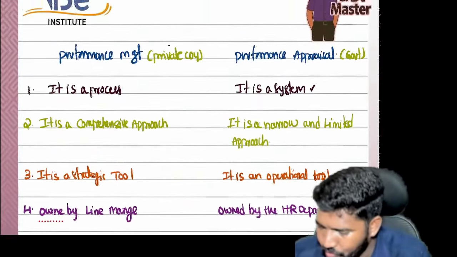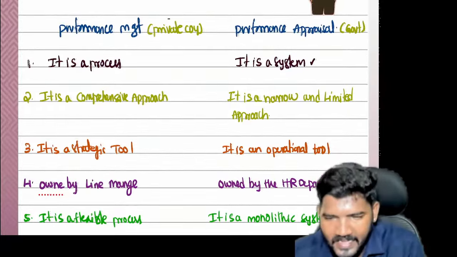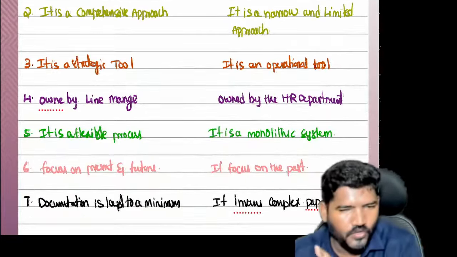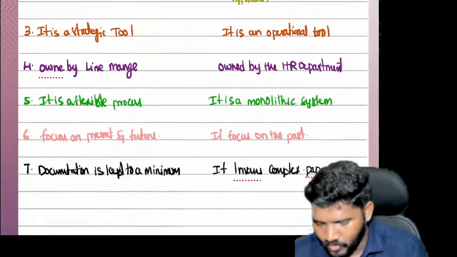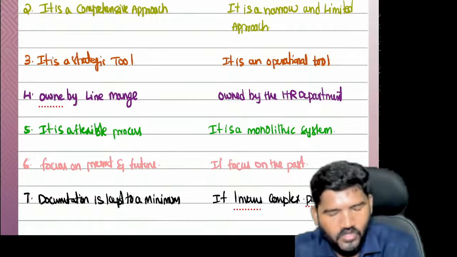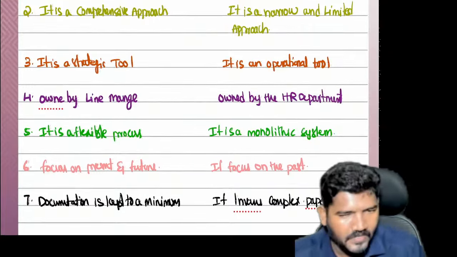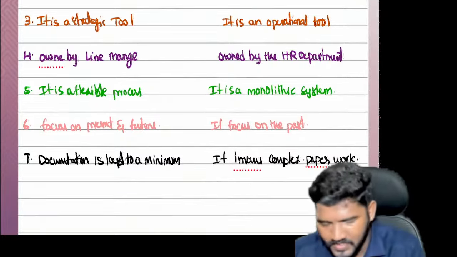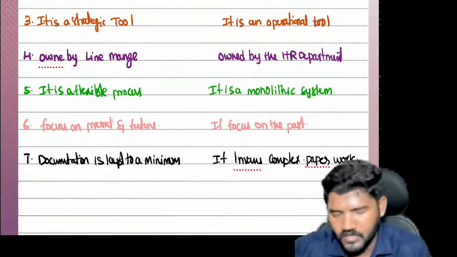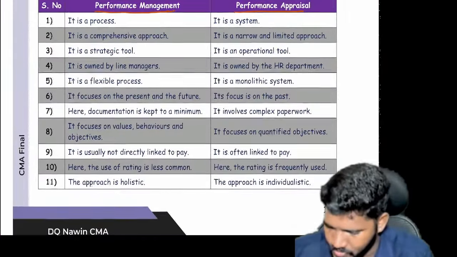So these are the few differences we have, guys. At least you have to quote 7 to 8 differences and you will get good marks. I just quoted only 7, though in our material we have 10 or 11 differences. So these 7 are sufficient. If you complete these 7, you can write your own 1 or 2 extra. Up to here we have completed.